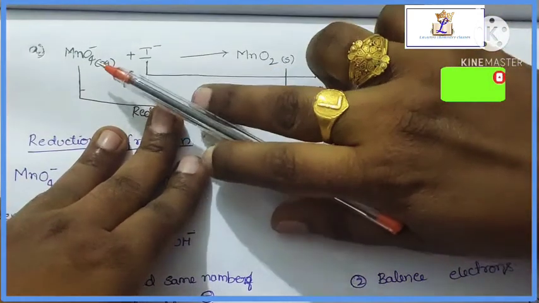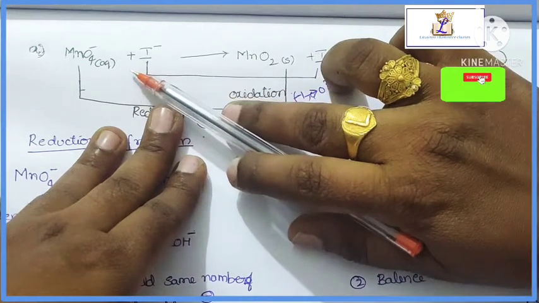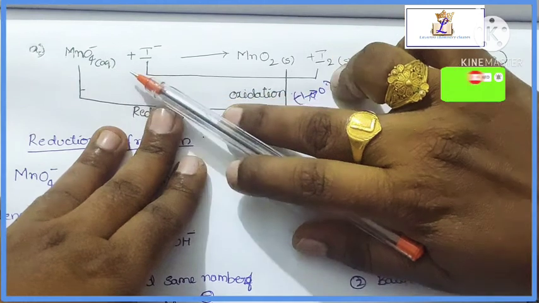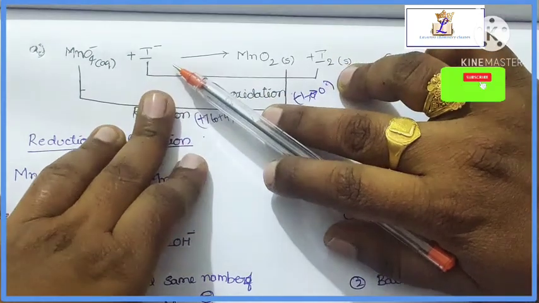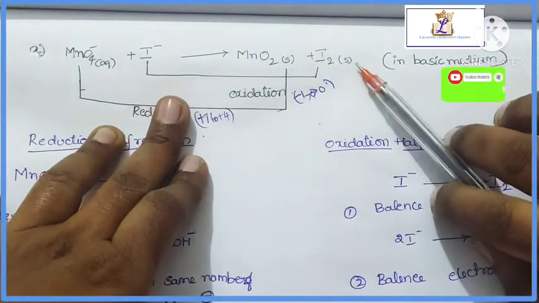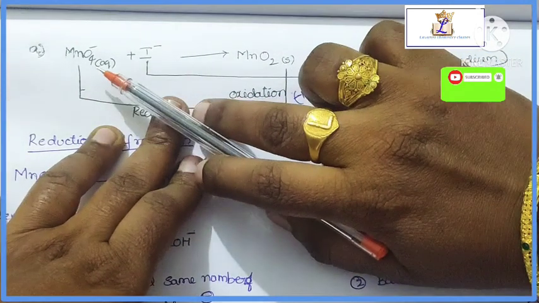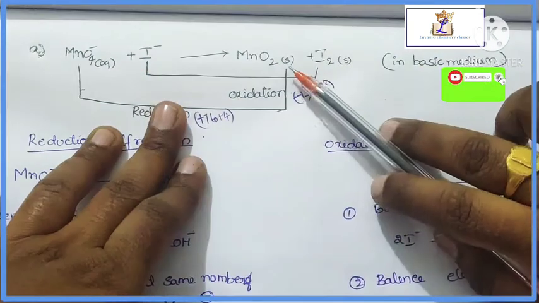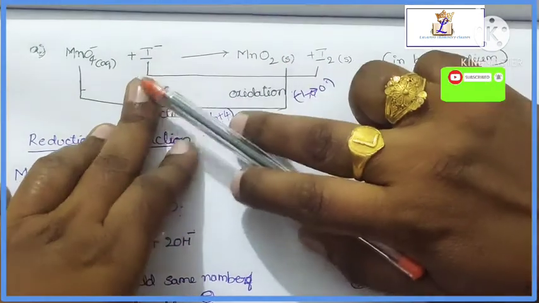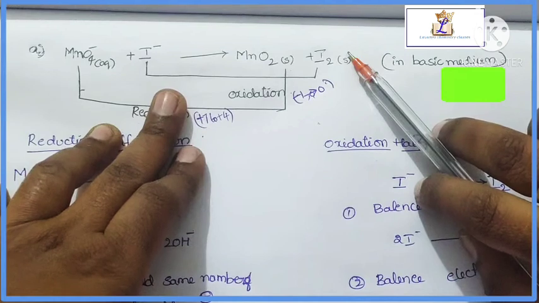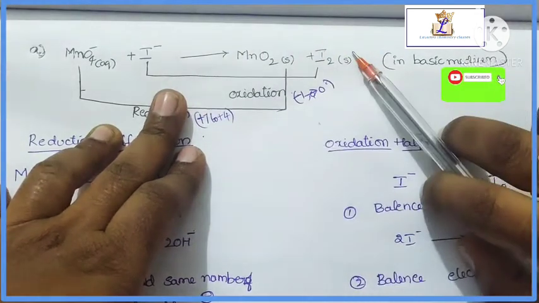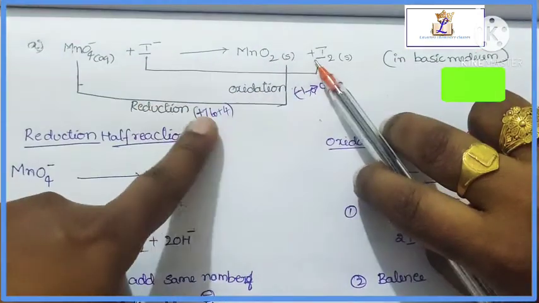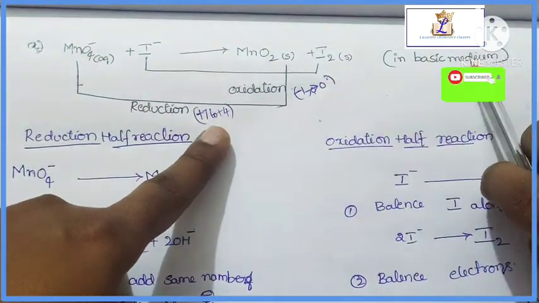In this, MnO4 minus is called the permanganate ion, and I minus is iodide, with MnO2 and I2. The permanganate ion can be changed to manganese oxide, and iodide can be changed to iodine. How can we change this? Now this equation can be balanced by using basic medium.